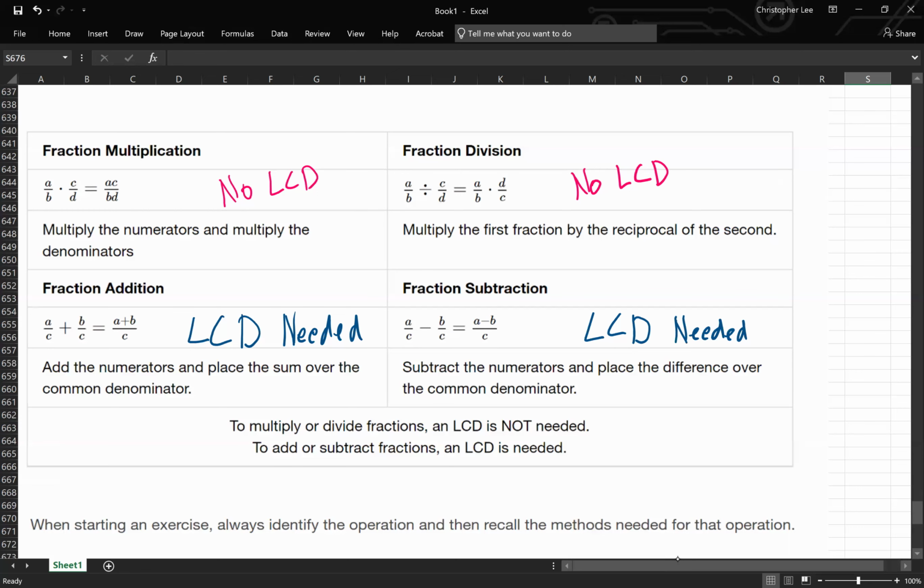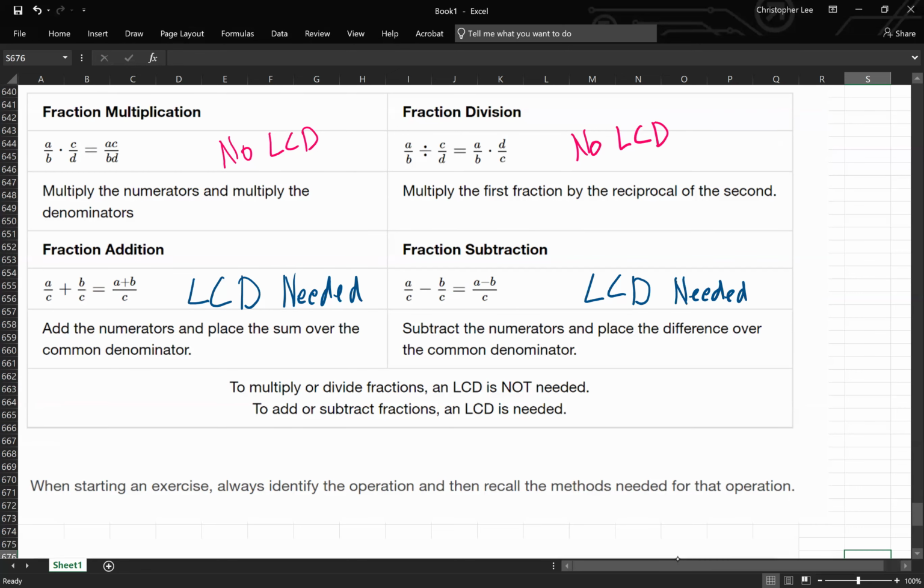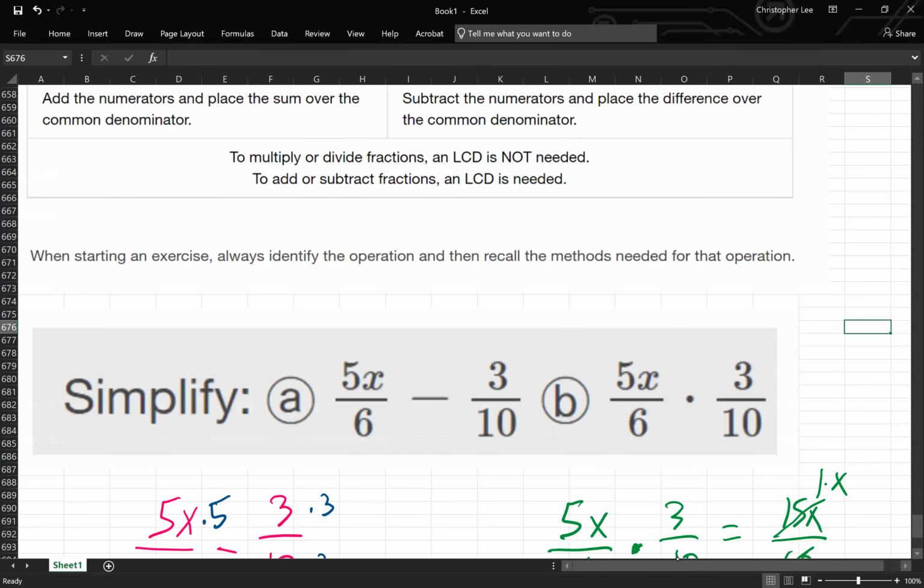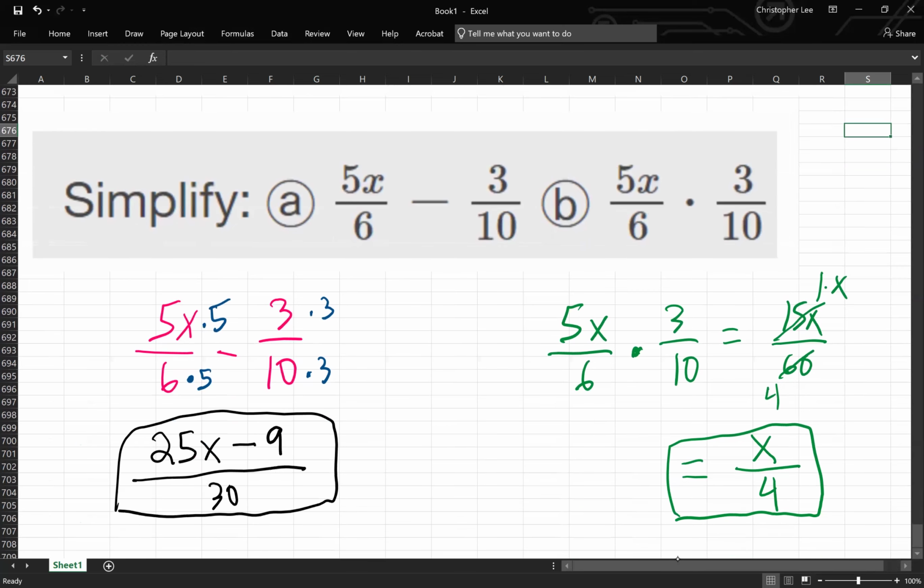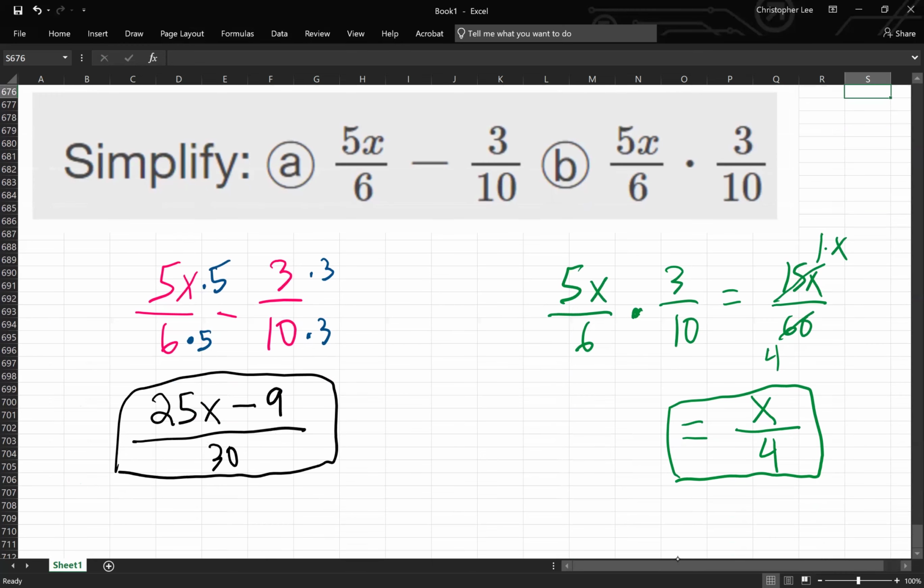Also, this is on your formula sheet, just letting y'all know. The difference says negative 6. Well, that one is the minus, so that's why I had to do the LCD. But B didn't have that.